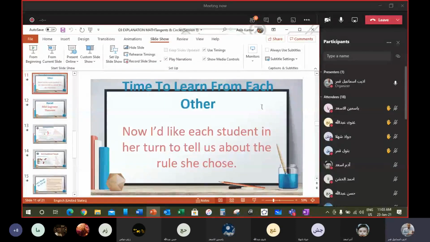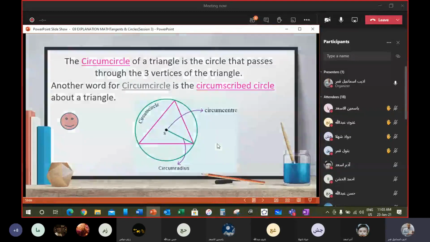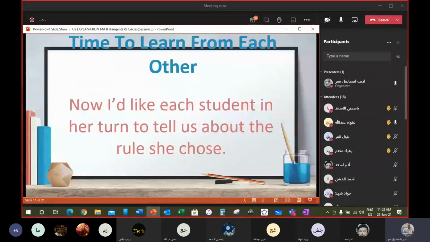From a point on the circle we can draw one and only one tangent to the circle. Very good. From a point outside the circle we can draw two tangents, and only two tangents, to the circle. Very good, very good.